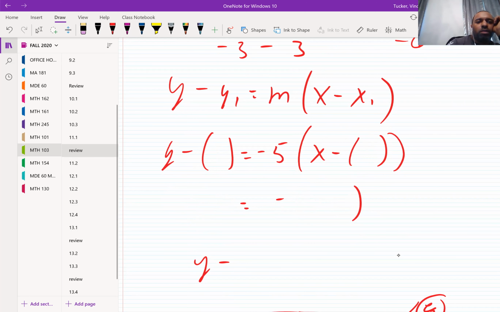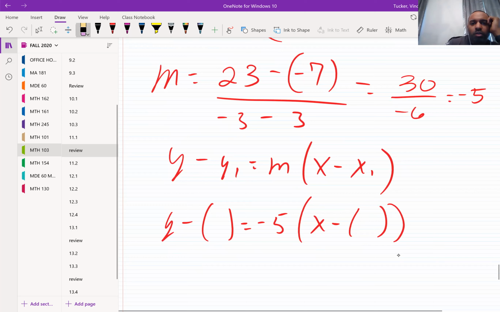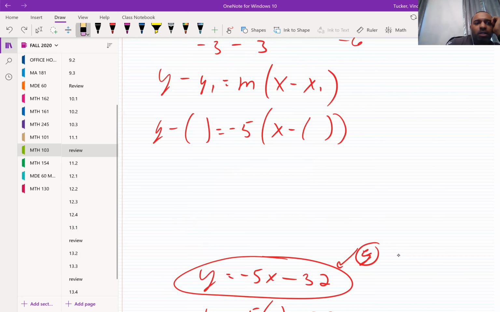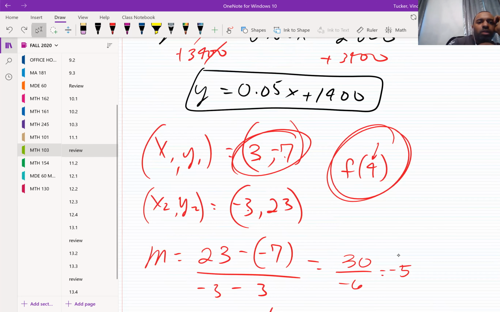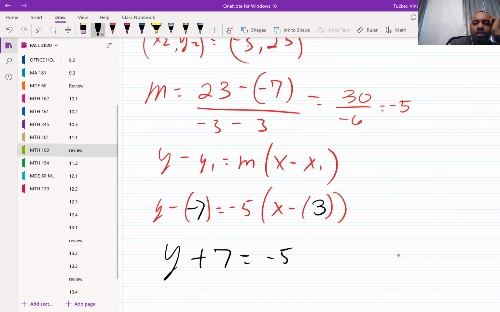I can erase this. Can I write down what you have in my notebook? Because I'm writing everything in my notebook. Yeah. So if we're going to use 3, negative 7, that means negative 7 goes here and 3 goes here. We did it the opposite. When you gave it to me, I just followed what you had. The 3 is X and the negative 7 is Y. So that should be Y plus 7 equal to negative 5. X minus 3, then we distribute.